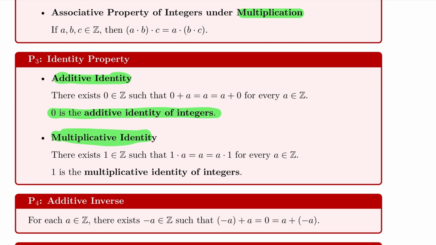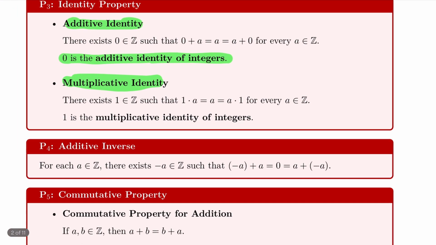And the multiplicative identity is that there exists the integer 1, such that 1 times a equals a, or a times 1 equals a. It's like the number 1 is a mirror for a when a is multiplied by 1. Okay? a times 1 becomes a. 1 times a becomes a, for any integer a. Okay, so 1 is the multiplicative identity of integers.